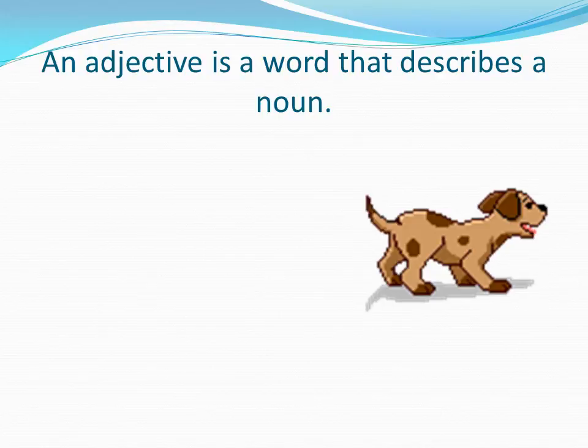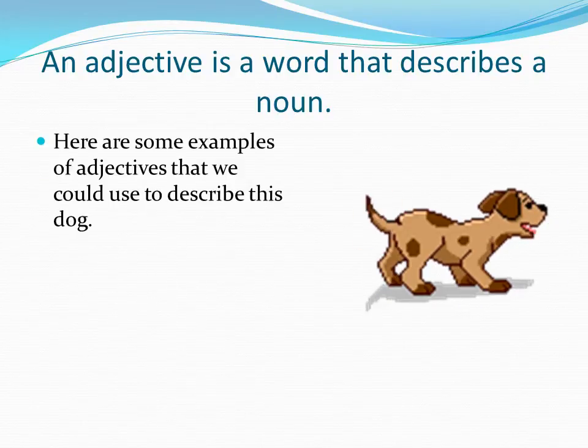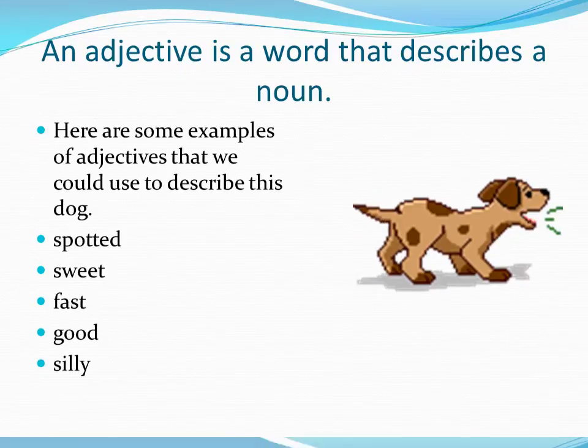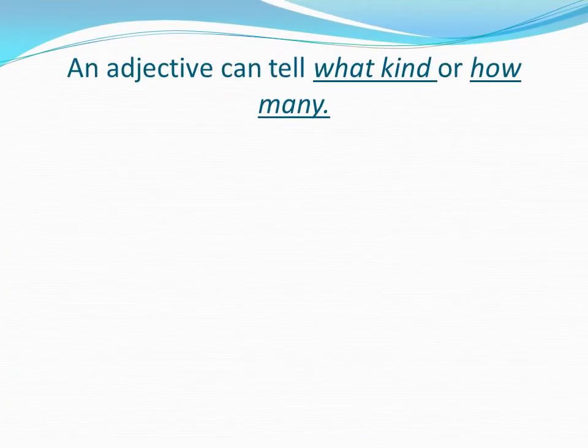An adjective is a word that describes a noun. Remember I said a noun is a person, place, thing, idea, or animal. Here are some examples of adjectives that we could use to describe this dog. Spotted, sweet, fast, good, silly. An adjective can tell what kind or how many.